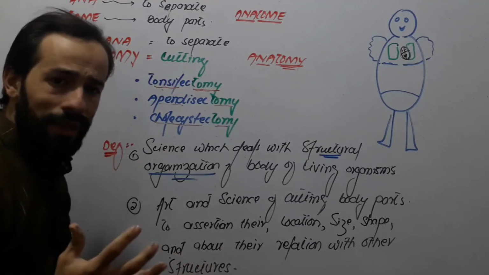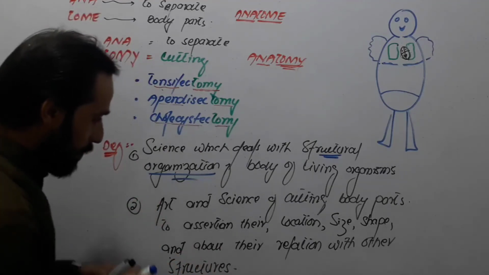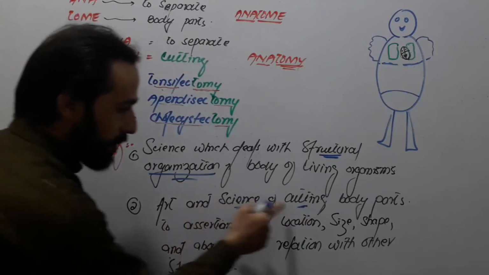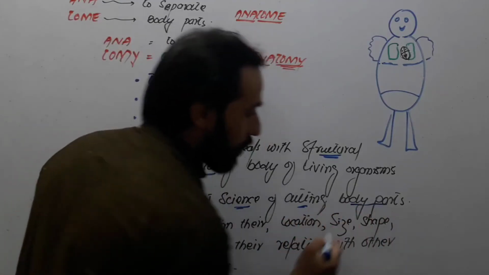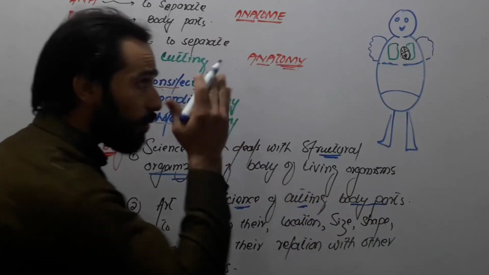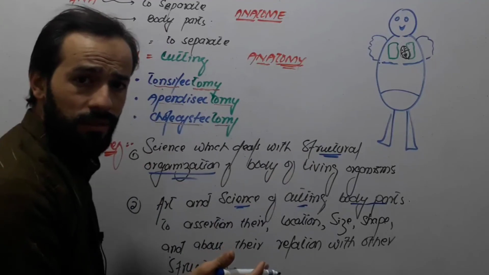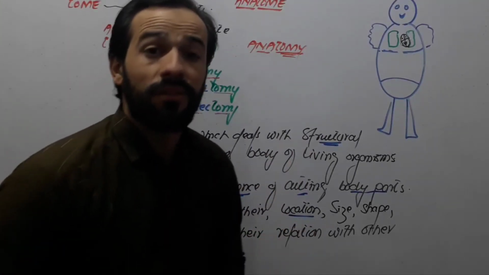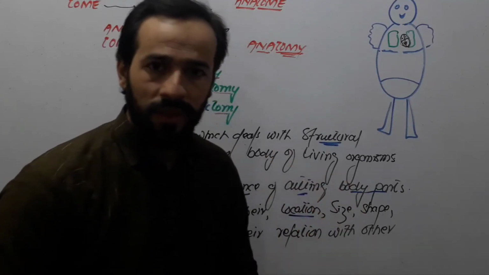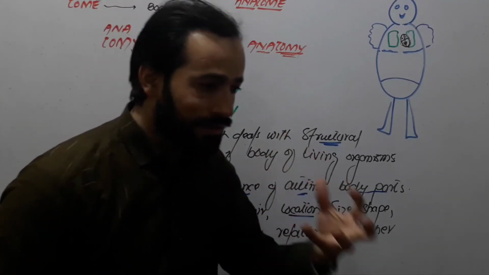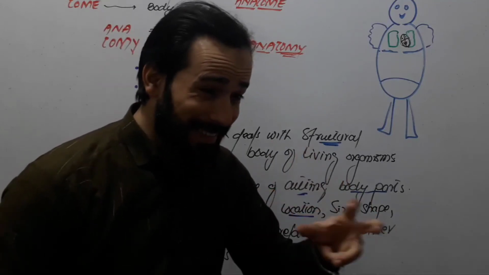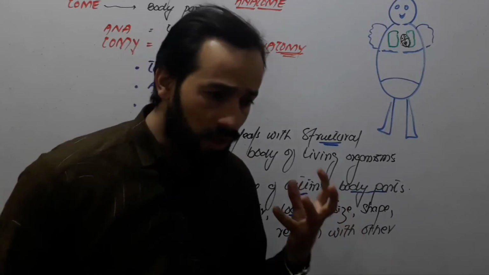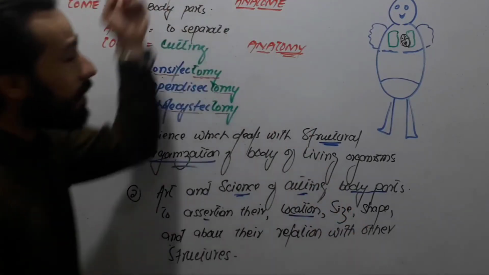Why do you do anatomy? What is anatomy? Anatomy is the science of cutting. Anatomy is the science of cutting what? Cutting body parts. Why are you cutting the body parts? Why are you entering the body? Right? To ascertain their location. Where is the heart? What is the location of the heart? What is the shape of the heart? What is the weight of the heart? What is the size of the heart? What are the relations of the heart with other viscera? So you want to know this. And if you want to know this, you have to do anatomy.